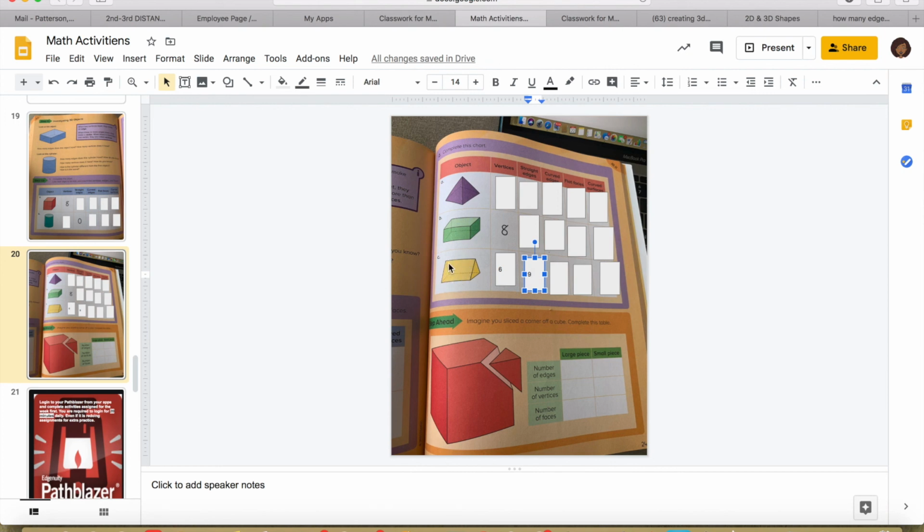So 7, 8, 9. All right, our next one says curved edges. Does this have any curved edges? Looks all straight to me. Only time you're going to see curved edges is if you have some type of circle in there. What about flat faces? How many flat surfaces do we see on there? Go ahead and you count.